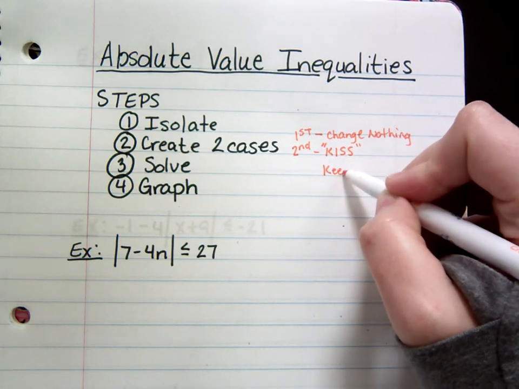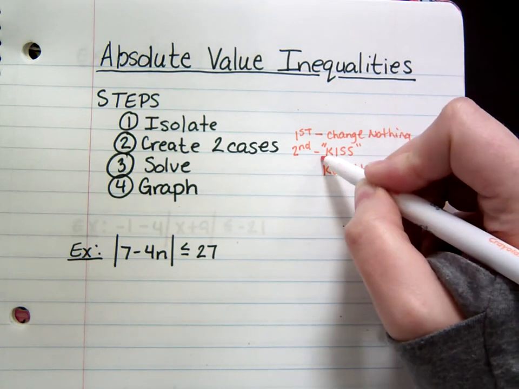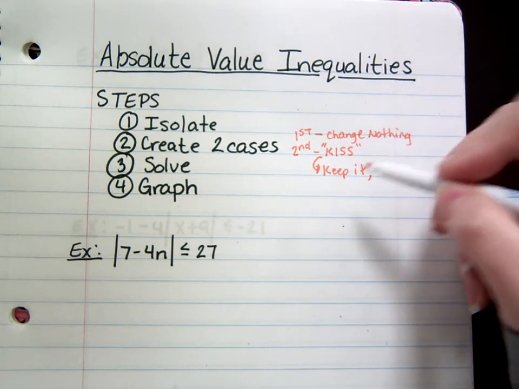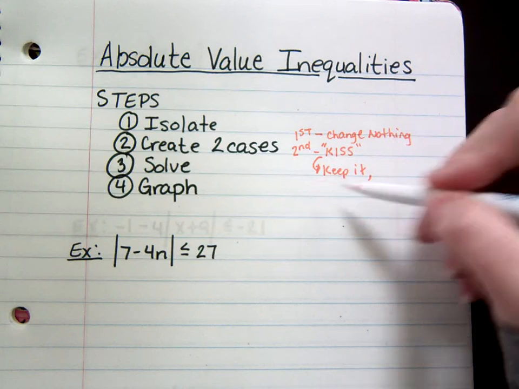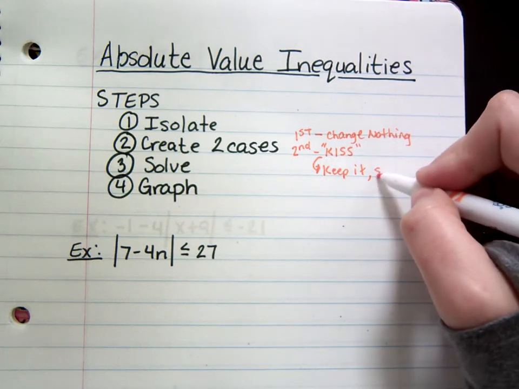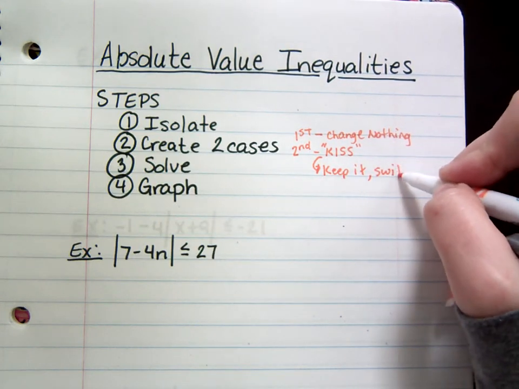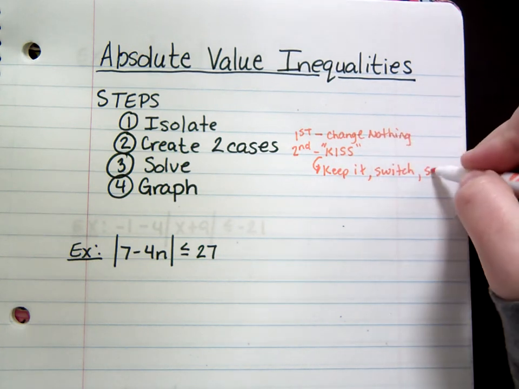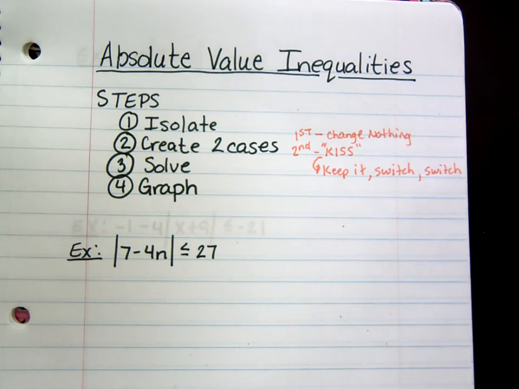KI is keep it. This means you keep the part in the absolute value the same. You do not change anything in the absolute value. The first S is switch, meaning you switch the direction of your inequality from less than to greater than, or the other way around. The second S also stands for switch, but in this case it means you switch the sign of the other side.